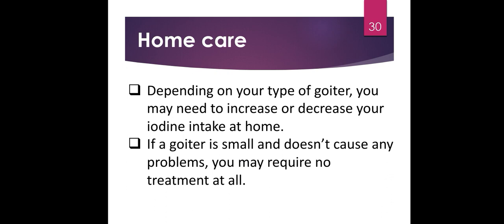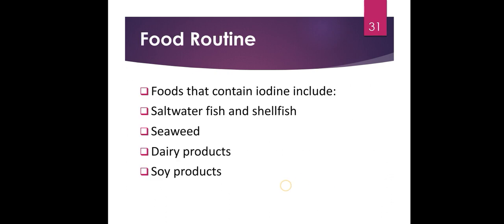Home care. Home care depends upon your type of goiter. You may need to increase or decrease your iodine intake at home. If a goiter is small and doesn't cause any problem, you may require no treatment at all. Now, what would be the food routine with goiter? Foods that contain iodine include saltwater fish and shellfish, seaweeds, dairy products, and soy products.